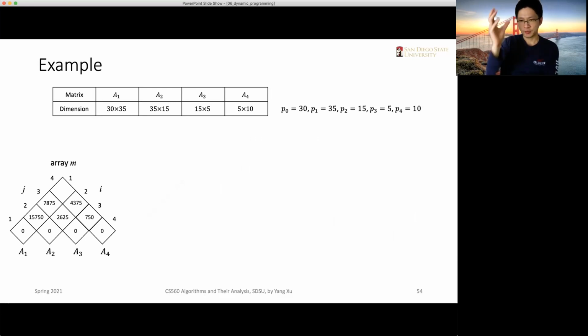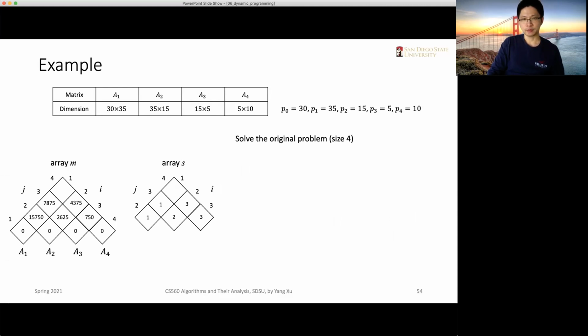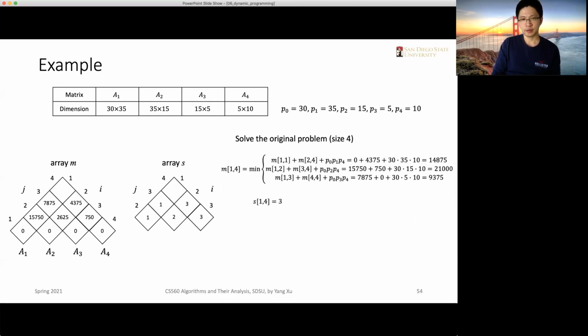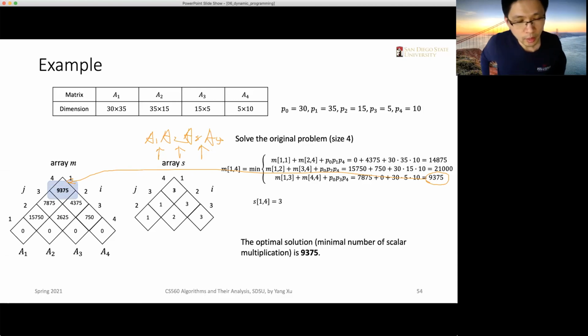Lastly, it is the top of the pyramid. The last cell corresponds to the original problem, right, which is size 4. So it's actually 3 conditions. We need to compare the 3 conditions determined by where we put the last parenthesis. It'll be the smallest among these 3, which we will copy to the cell here. Okay, so at this point, we have the problem solved.